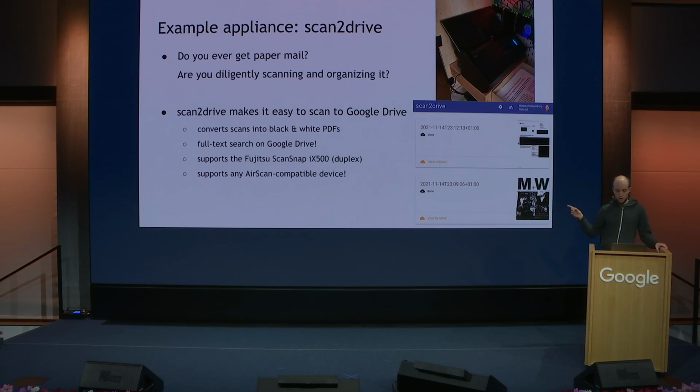When I push the button on the scanner, the blue button that you can see there, after inserting my paper mail, obviously, the Raspberry Pi will start, and it will do a scan, and then it will convert that scan into a black and white PDF to conserve file size, and then it will upload that PDF onto Google Drive.